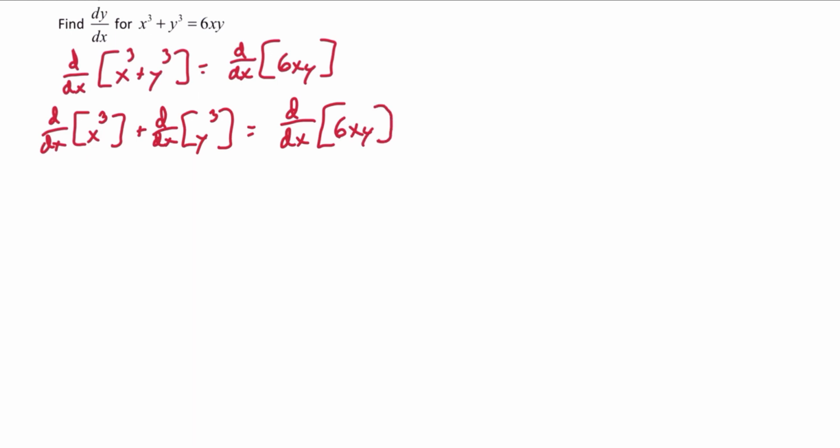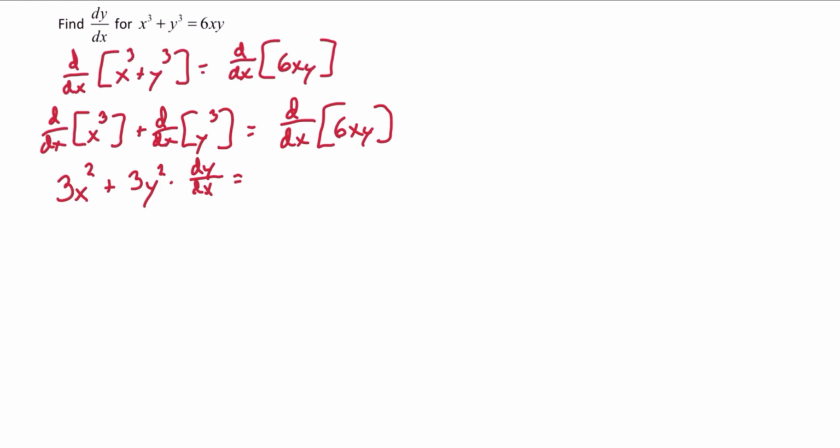Now we go through and actually take the derivative. So the first term is written in terms of x, so that's just the typical rules. Derivative of x cubed is 3x squared. The next term is written in terms of y, so we're going to have to use the chain rule here. The derivative of y cubed is 3y squared, but we need to multiply by dy/dx using the chain rule since that term is written in terms of y.